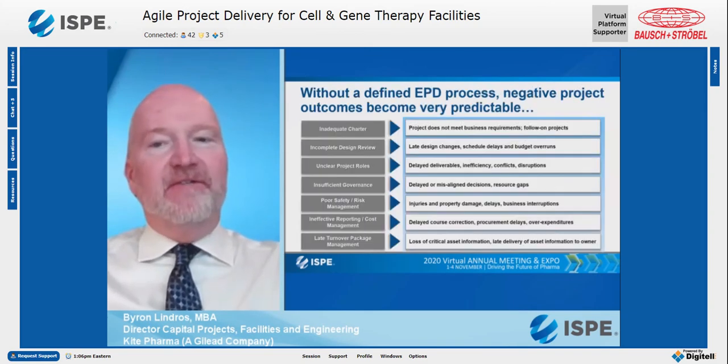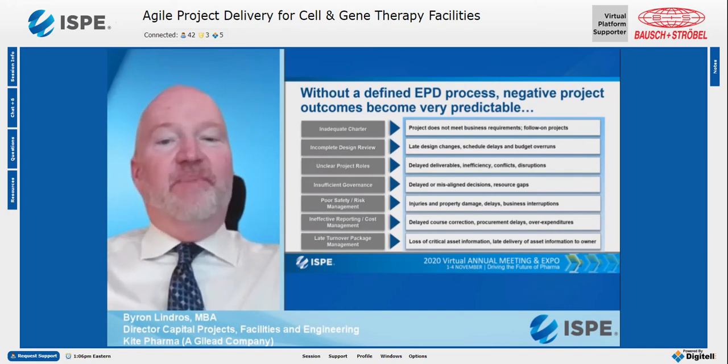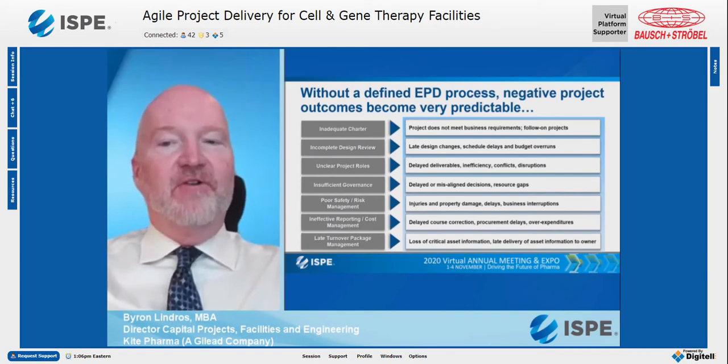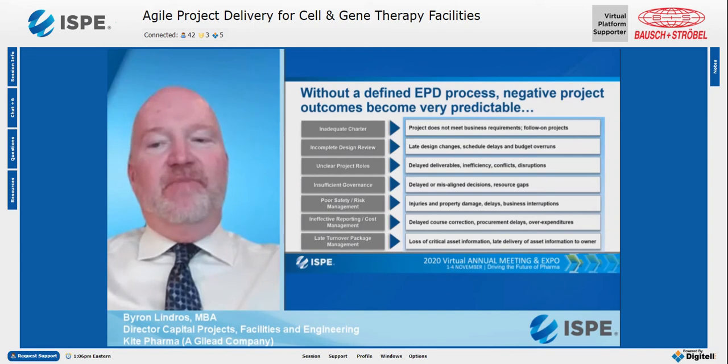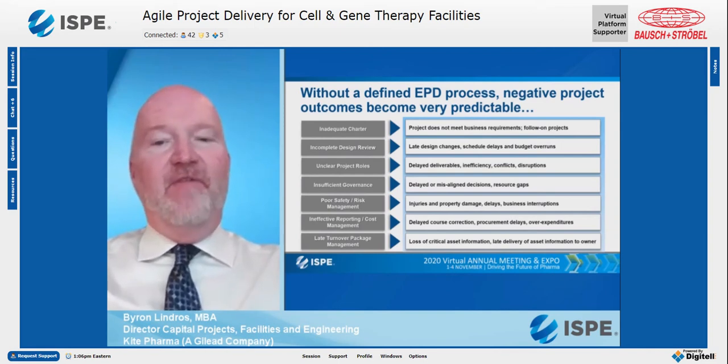Another way to look at this is based on many decades of combined experience, we've learned that without a defined EPD model or process, certain negative outcomes become very, very predictable. I won't go through all of these, but just as an example, if you rush forward without a well-defined charter, you'll inevitably result in projects that don't meet the business requirements fully, and that can lead to follow-on projects that close the gap, delayed timing of product delivery, and generally very, very bad things for the organization.